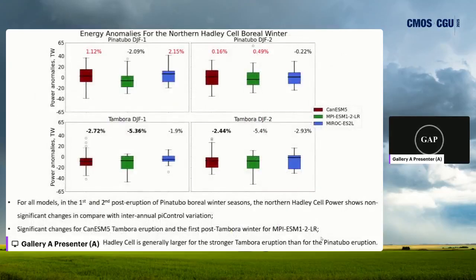And here you can see changes in power in comparison with the PI control experiment. So you can see bolded values. It means that we have significant changes in comparison with the PI control interannual variation. So you can see we have significant changes only for Tambora eruptions for the Northern Hemisphere, and not for all models.